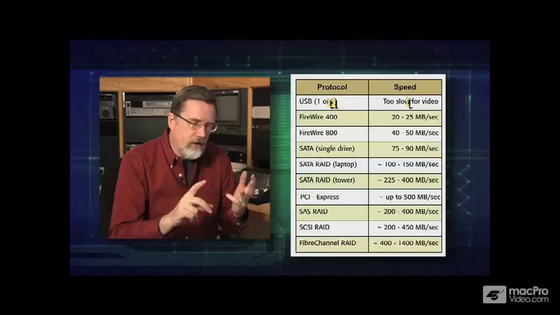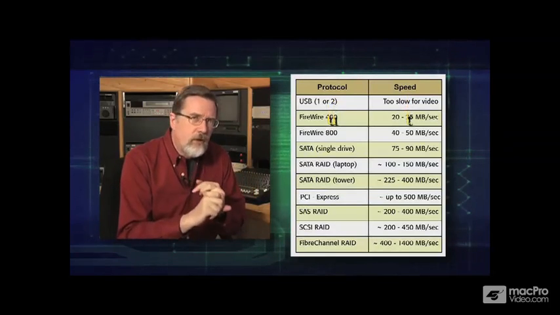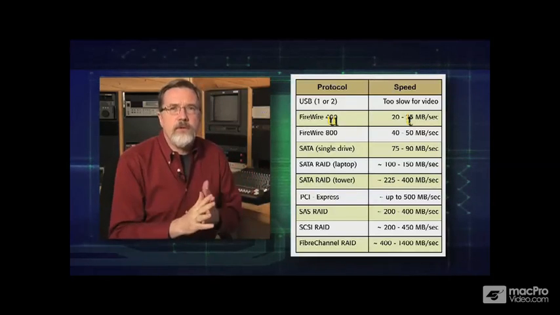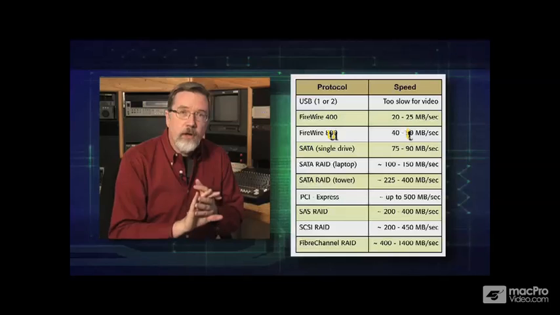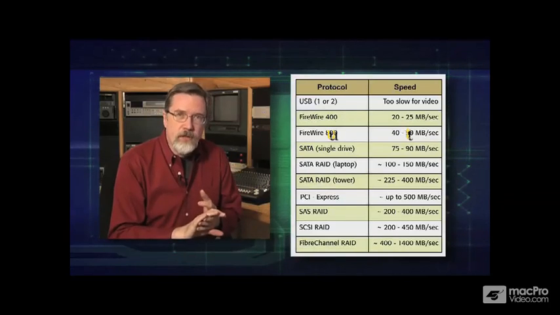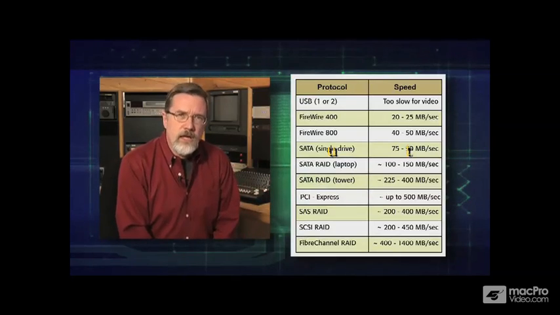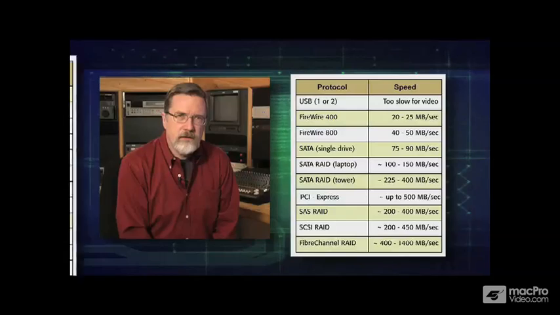Well, understanding the speed of the hard disk is important because that's how we're going to move back into high-definition video. So let me just summarize. USB is not fast enough for video. FireWire 400 is fast enough and gives us a data transfer rate of between 20 and 25 megabytes a second. FireWire 800 between 40 and 50 megabytes a second. And SATA gives us a speed of around 75 to 90 megabytes a second.